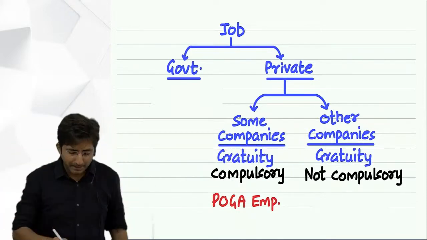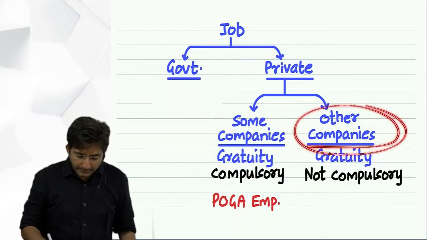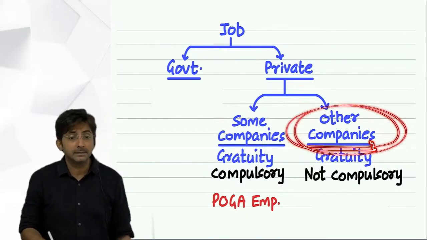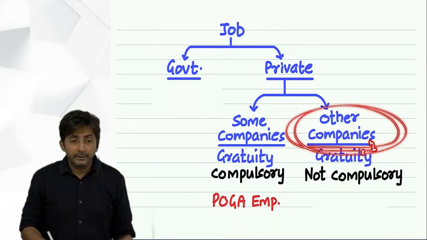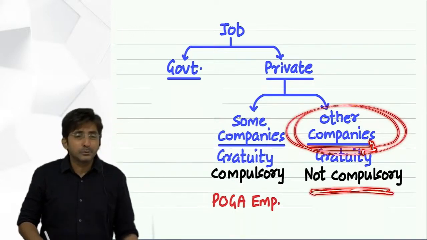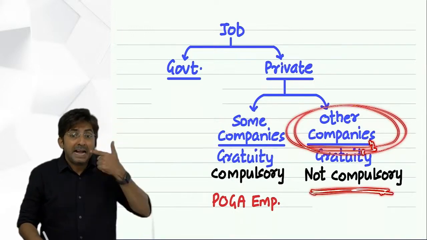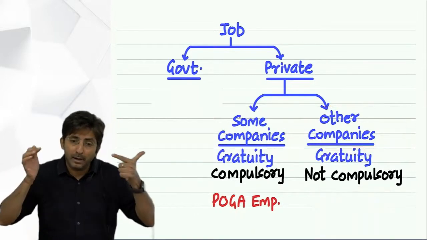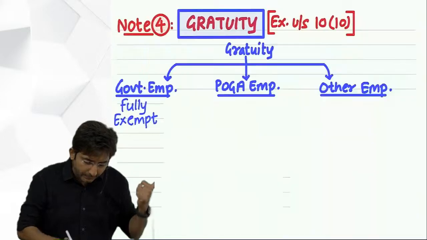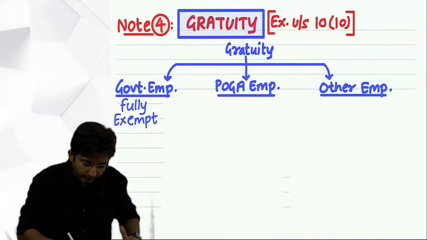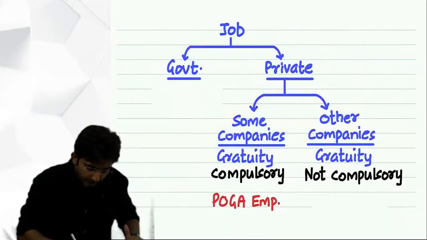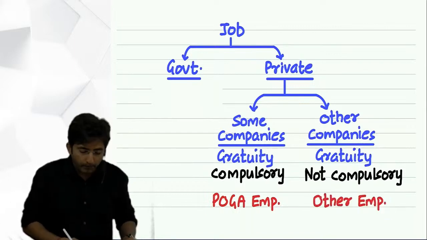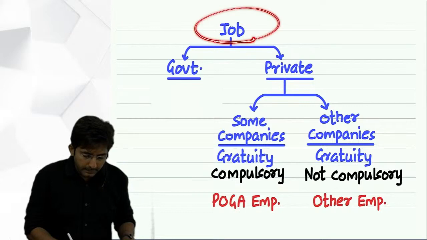But if you work in companies where gratuity payment is not compulsory, where this act doesn't apply, then you are not a POGA employee, you are an other employee. See here, I have written here, other employee. Then who is the government employee? The one who does a government job.